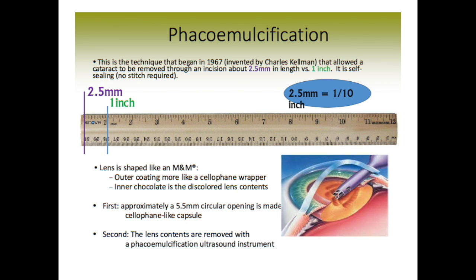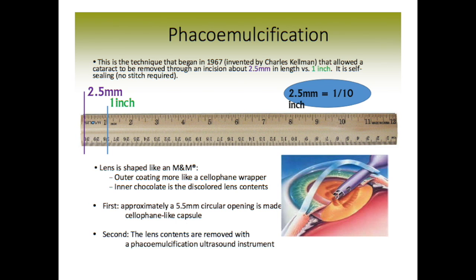Prior to the technique of phacoemulsification being invented, the cataract was removed entirely through a large 1-inch incision, usually on the superior part of the eye where the white part hits the color part of the eye, and it required stitches, microscopic stitches, to close that large incision.